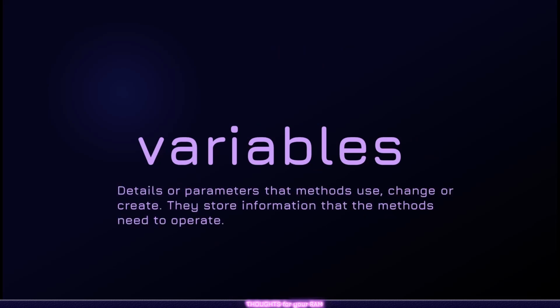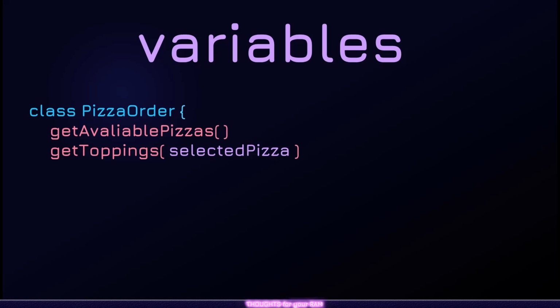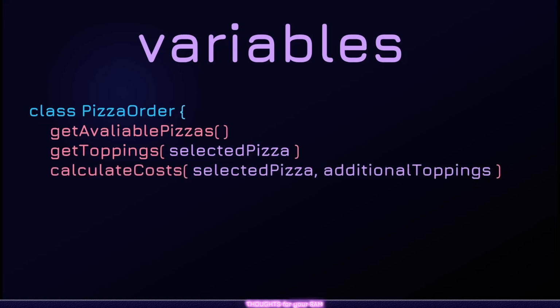Variables are the details or parameters that methods use, change, or create. They tend to store information that the methods need to operate. For example, in our getToppings method, we might use a variable like selectedPizza to find out what additional toppings are available. The calculateCost method might use the selected pizza and additional toppings to figure out the total cost.